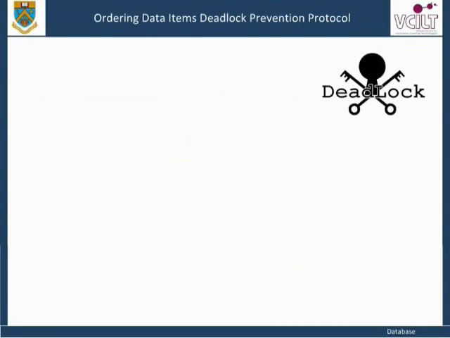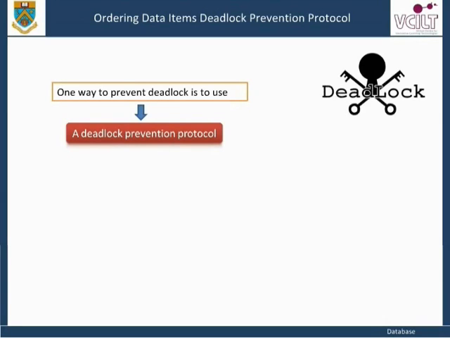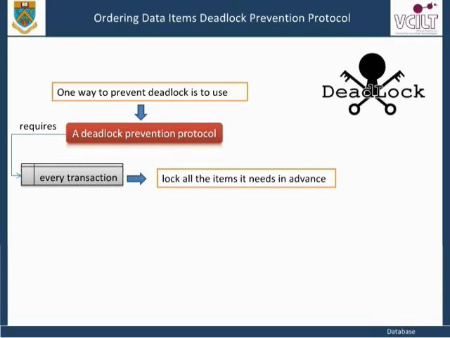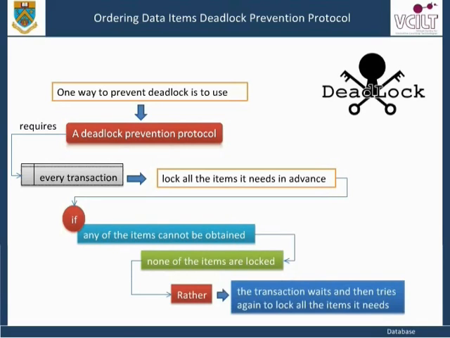Ordering data items deadlock prevention protocol. One way to prevent deadlock is to use a deadlock prevention protocol. One such deadlock prevention protocol is used in conservative 2PL. It requires that every transaction lock all the items it needs in advance. If any of the items cannot be obtained, none of the items are locked. Rather, the transaction waits and then tries again to lock all the items it needs.